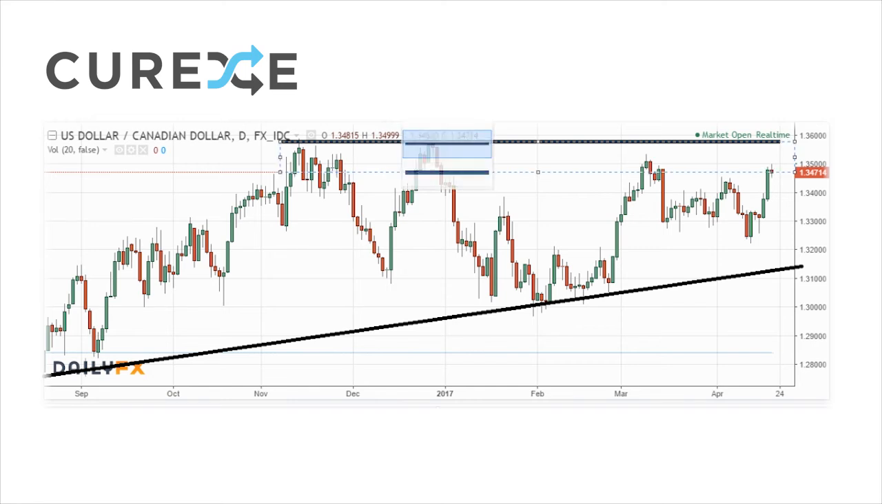So I'm just going to change this up a little bit. I'll put a fill to it that gives you an idea. As you can see, anywhere in between this area closer to the resistance, it's probably a better time to sell your US dollars.